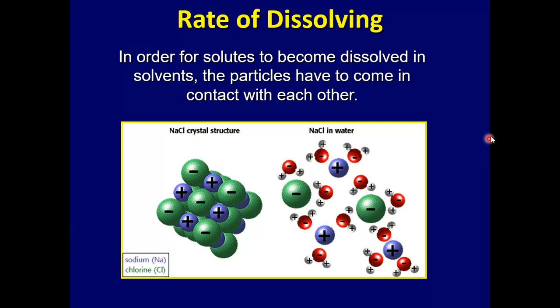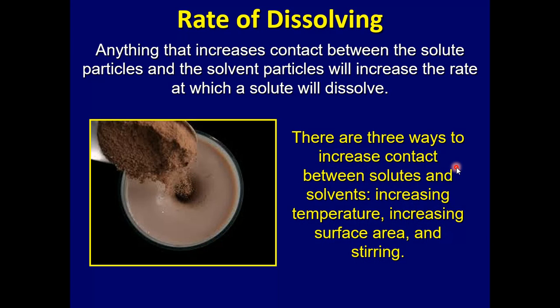Okay, for the rate of dissolving. There are certain things we can do that can increase the rate at which a solute will dissolve in a solvent. In order to dissolve, the solute atoms have to come in contact with the atoms of the solvent. So here are your salt atoms that make up the compound salt, and here are your water molecules, the compound water. These have to come into contact. Anything we do that can increase that contact will increase the rate at which a substance will dissolve.